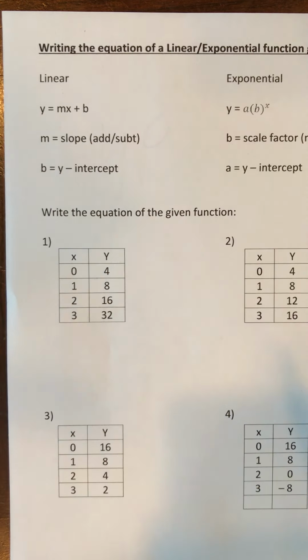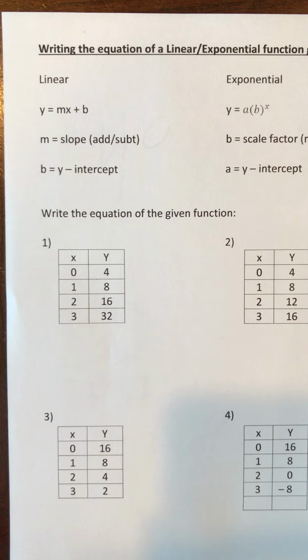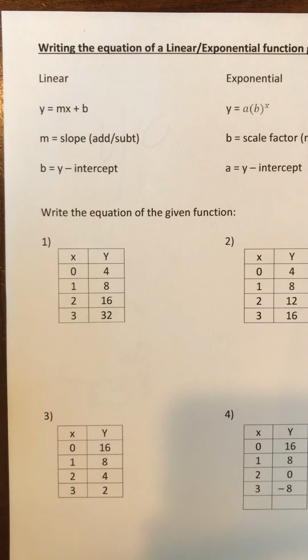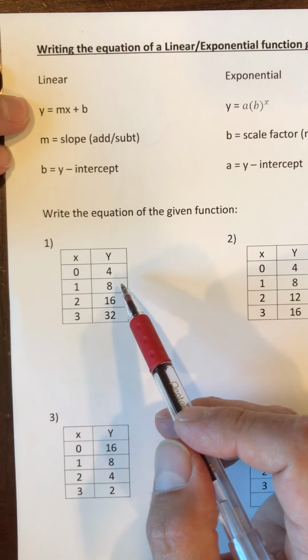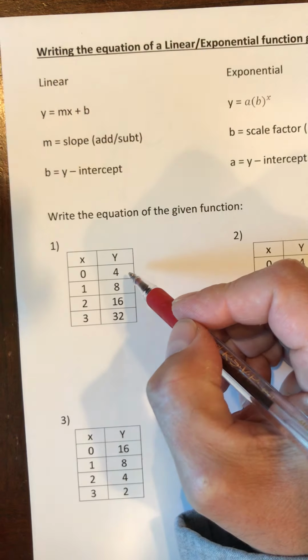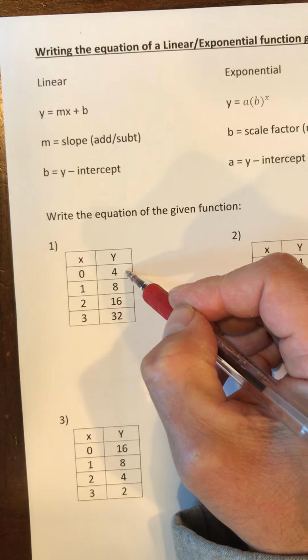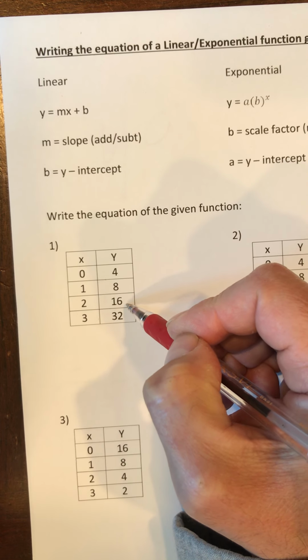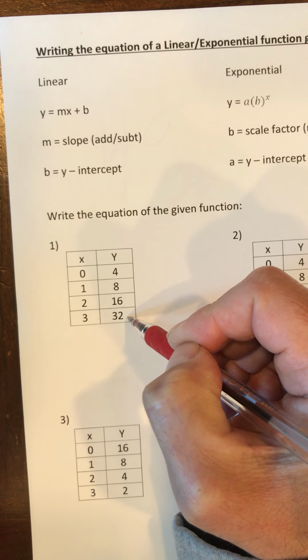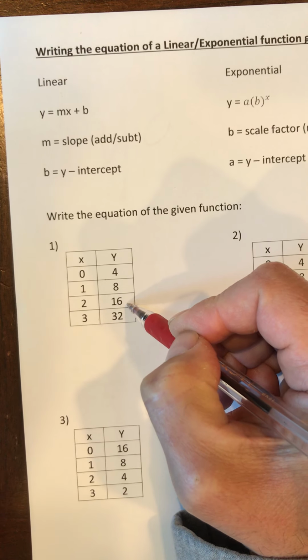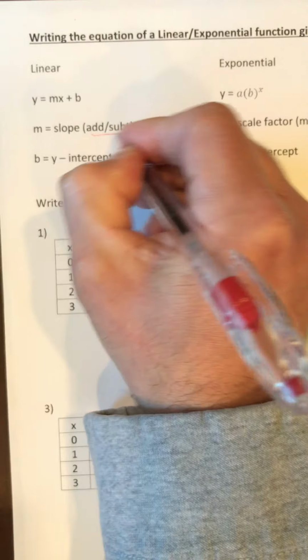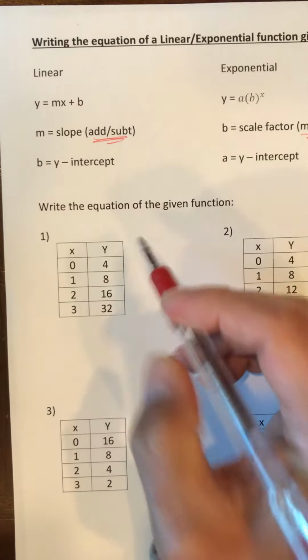And this is really a review. If you remember this from October, November, this is going to be real easy. So here we go. Question 1. What we're trying to do is find the pattern. It's going from 4 to 8 to 16 to 32. You need at least 3 values to figure out whether we're adding or subtracting, or multiplying or dividing.